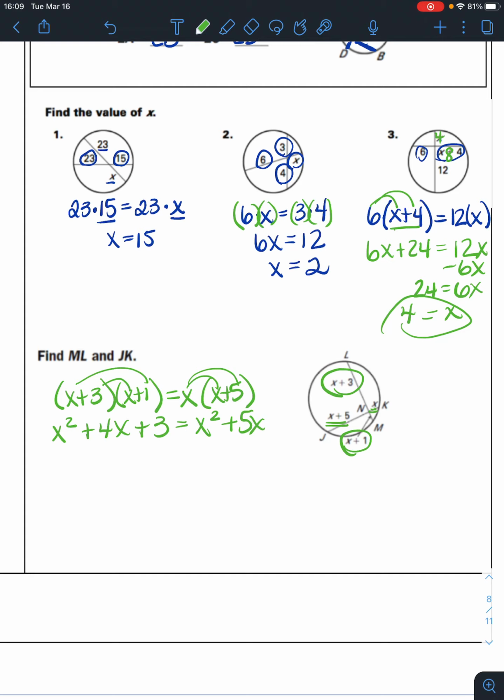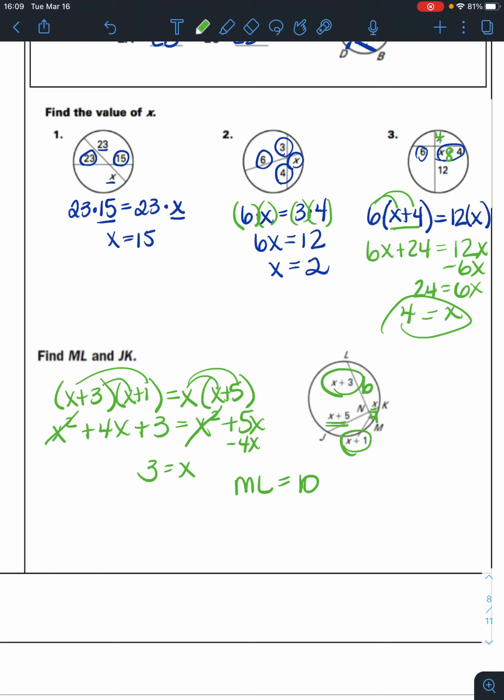Now the good news is that we were scared for a minute there that we thought it was going to be a factoring problem, but there's an X squared on both sides. And so those are going to end up canceling each other out. I'm going to subtract 4X from both sides, and I get that X is equal to 3. That was nice. So then ML is that entire length. So ML, when I substitute it in, it's 3 plus 3, which is 6, and 3 plus 1, which is 4. So ML is 10.